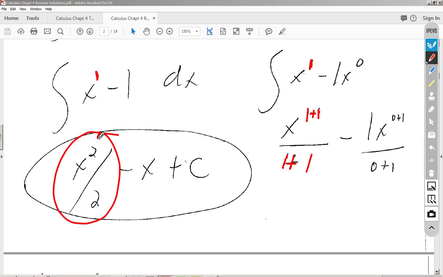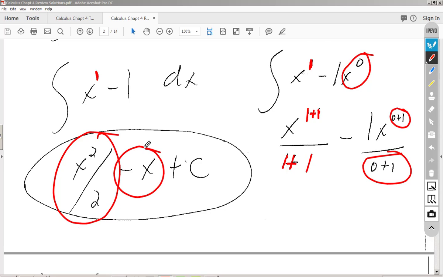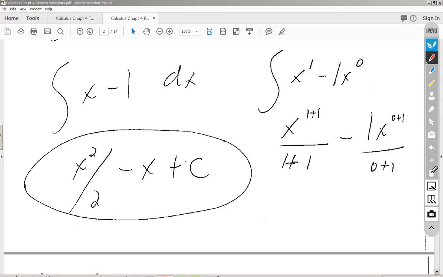And then again, by the 1, I have my x to the 0, so you're following your basic rule. So you take 0 plus 1, all over 0 plus 1, and that's going to give you negative x, and then plus c. So your answer to this problem on number 3 would be x squared all over 2 minus x plus c.